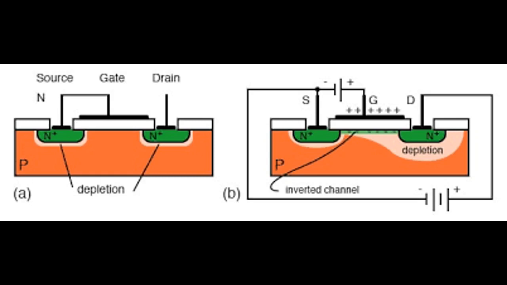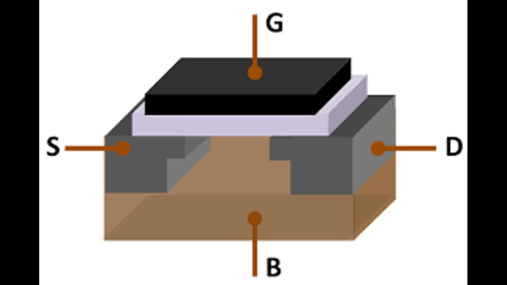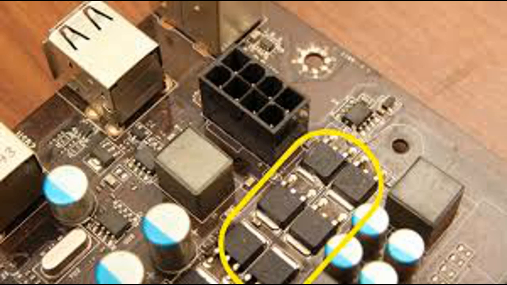Source is the terminal through which the majority charge carriers enter the FET. Drain is the terminal through which the majority charge carriers exit from the FET. The gate terminal is formed by diffusion of an N-type semiconductor with a P-type semiconductor. This creates a heavily doped P-N junction region that controls the flow of the carriers from source to drain.